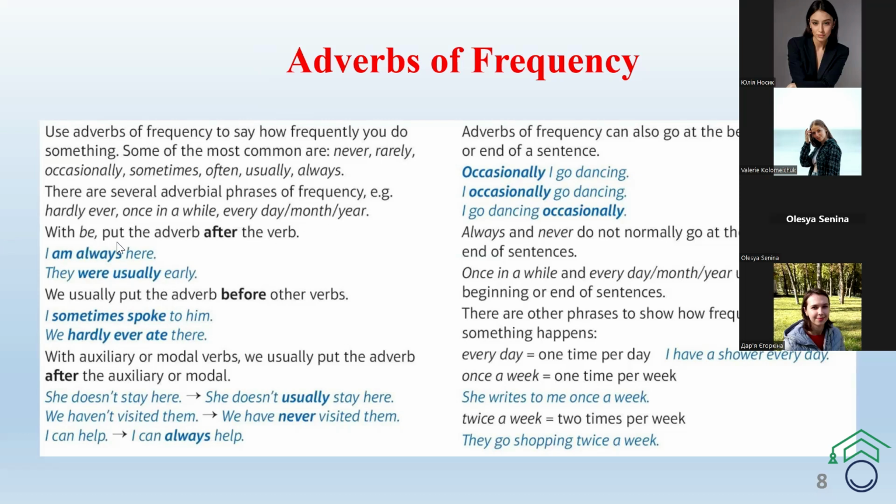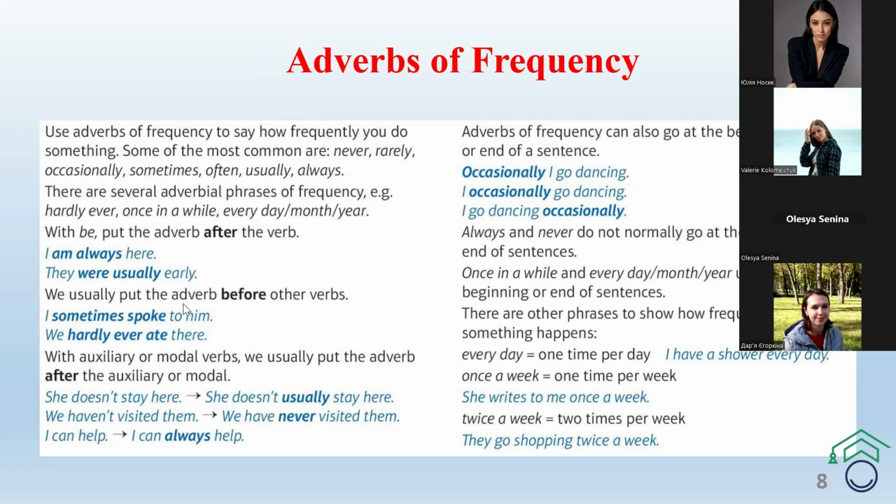With be, put the adverb after the verb. Andrei was right. I am always here. The predicate is in the form of the verb to be, am, so we put the adverb of frequency after am. I am always here. They were usually early. Again, we have were, a form of the verb to be, and we put usually after it.